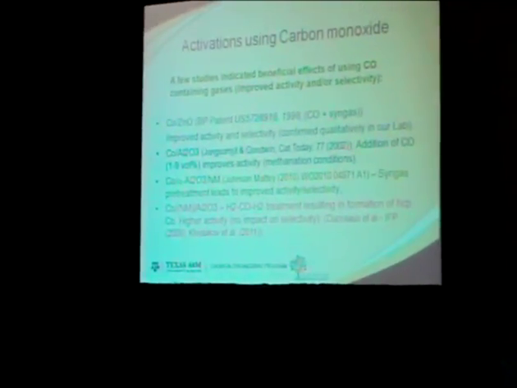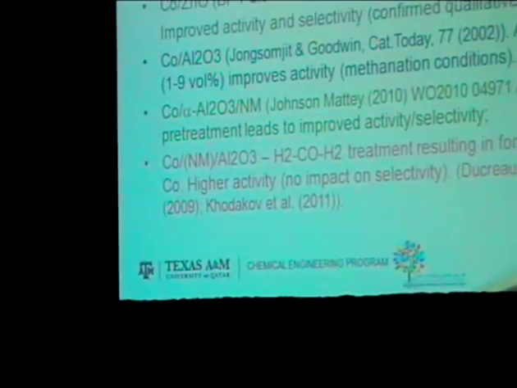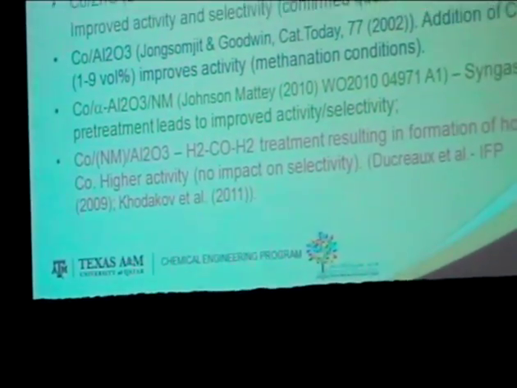Then Goodwin showed some work in 2002 that if you add a little bit of CO to hydrogen, that might improve activity, but this was done under methanation conditions, very high hydrogen to CO ratio, maybe 9 or so, if I remember correctly. Then we have a more recent patent by Johnson Matthey, which claims that syngas pretreatment, just using syngas with the normal 2-to-1 ratio, can lead to improved activity and selectivity. So don't do hydrogen reduction, use syngas, and you can get good activity and selectivity.